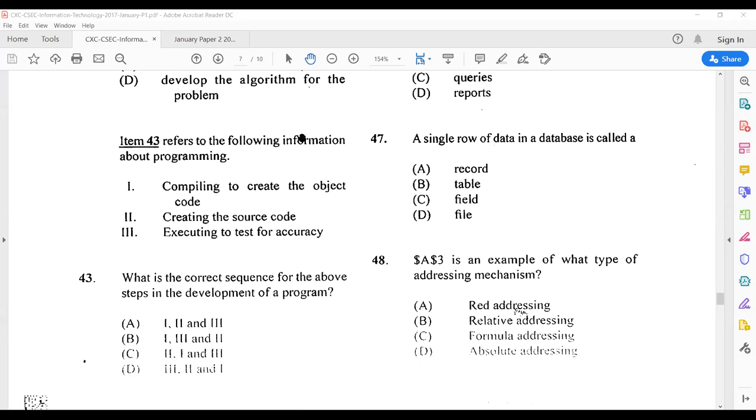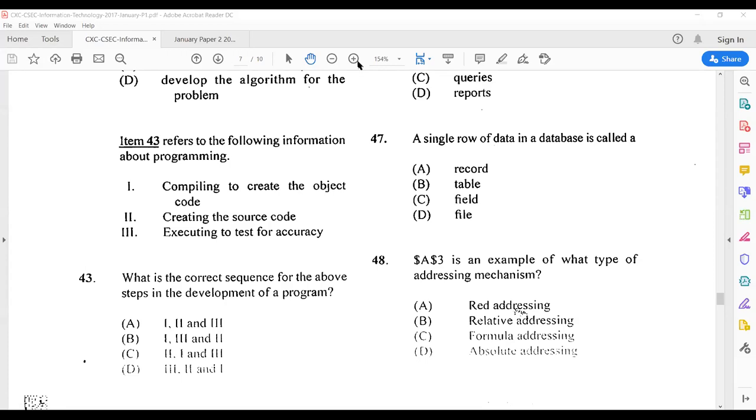All right, 43 refers to the information about programming: compiling to create the object code, creating the source code, executing to test for accuracy. And then the question is, what is the correct sequence for the above steps in the development of a program? Right, so for this, think about the program you created. What did you do regarding the program itself?